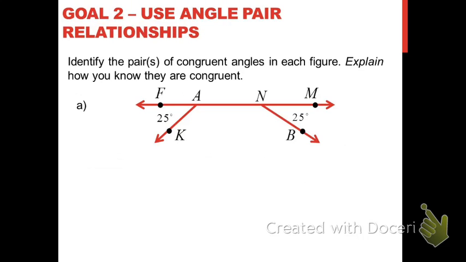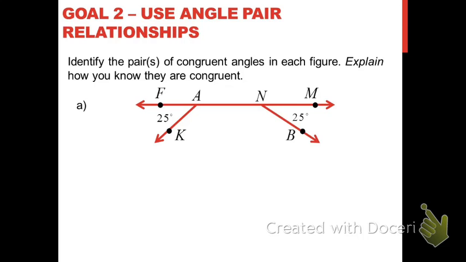Alright, so we're applying the theorems and postulates that we've learned in this section. And in these first couple of slides, what I'm going to want you to do is identify the pair or pairs of congruent angles, if there are more than one, that are in each figure, and we're going to explain how we know that they're congruent.